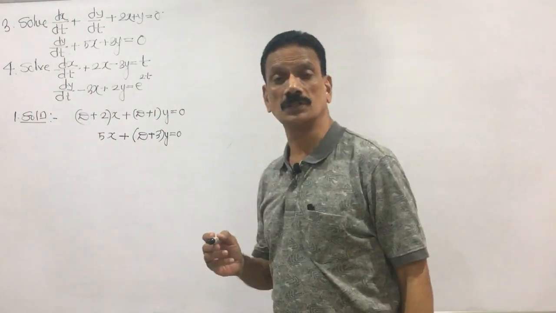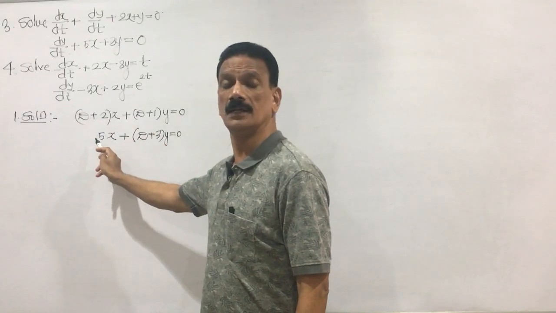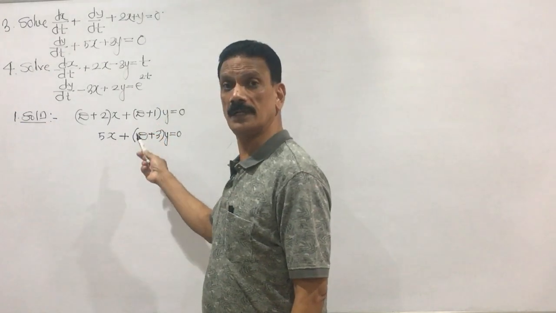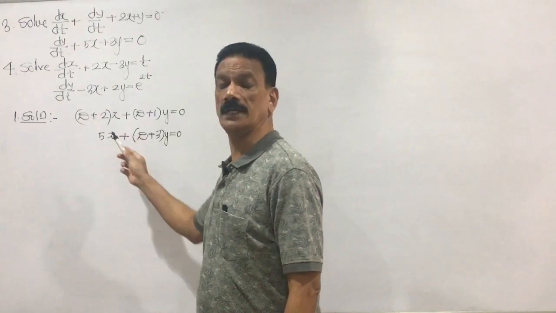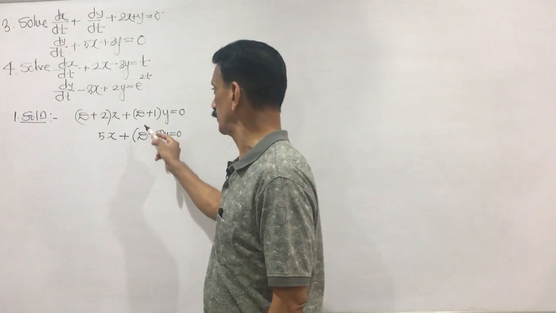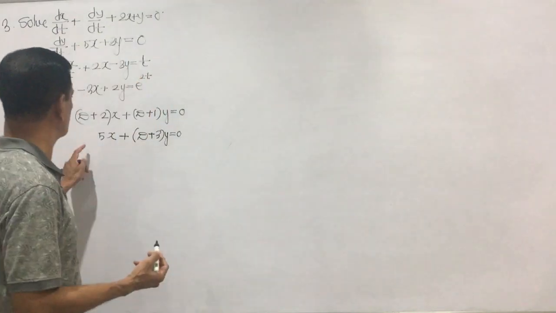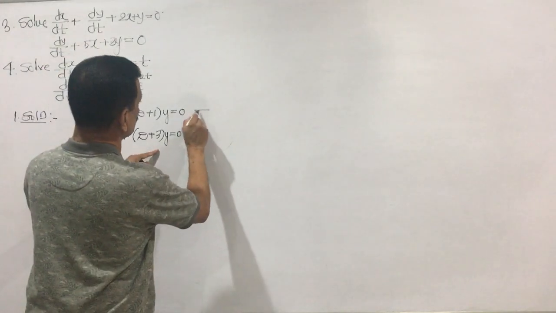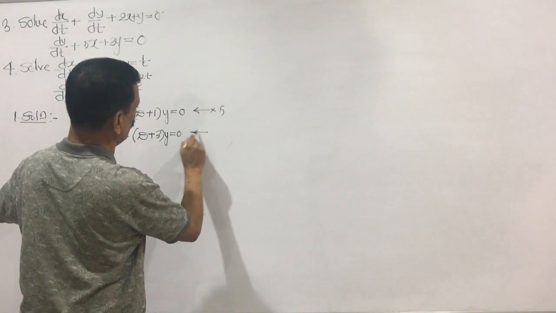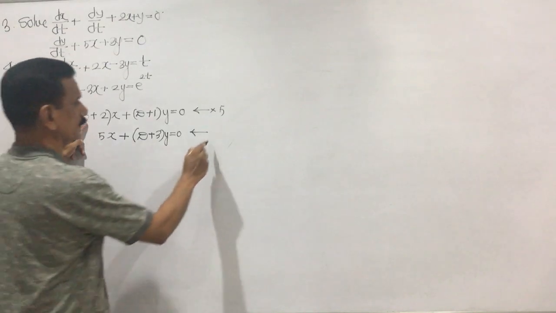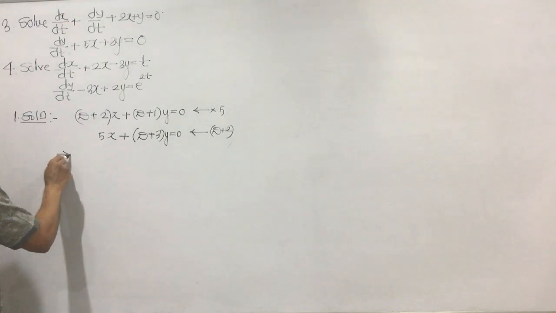So it is more convenient if we eliminate x, because we only have to multiply this by 5 and this by D plus 2. But if we want to eliminate y, it will be a little difficult compared to the elimination of x, because here we have to multiply by D plus 3 and D plus 1 to this. So better we eliminate x rather than y. So I multiply this equation by 5, and I multiply this equation by D plus 2.